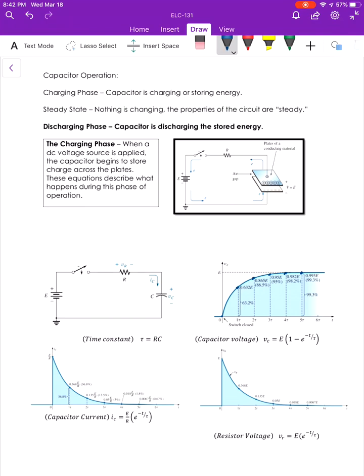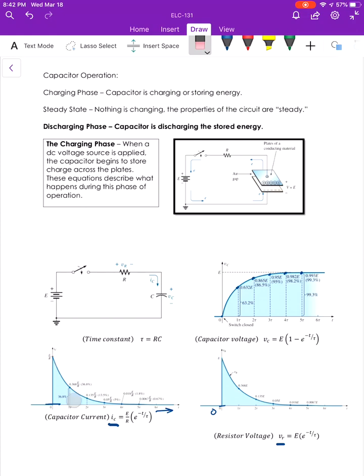For the current in the charging phase, we see that start at a maximum and then go down to 0 over time. And for the resistor voltage, it looks exactly the same. Same shape, because remember, the capacitor current in this case is the same current as the current through the resistor, and those are just related by Ohm's law. So all we would have to do is multiply the current equation by R to get the resistor voltage equation. And it's also going to start at a maximum, in this case E, and go to 0 as well.